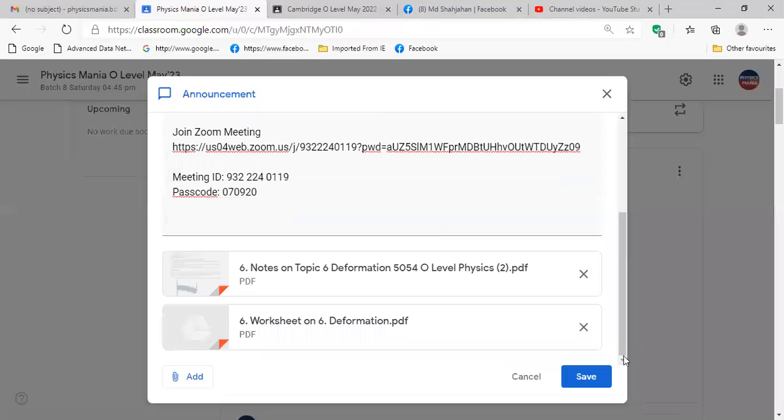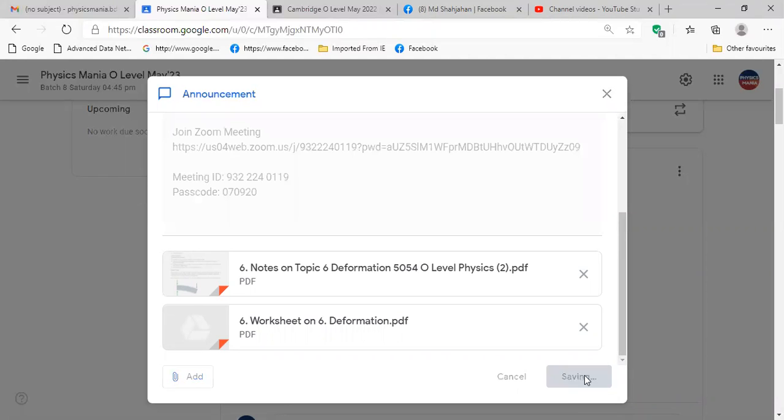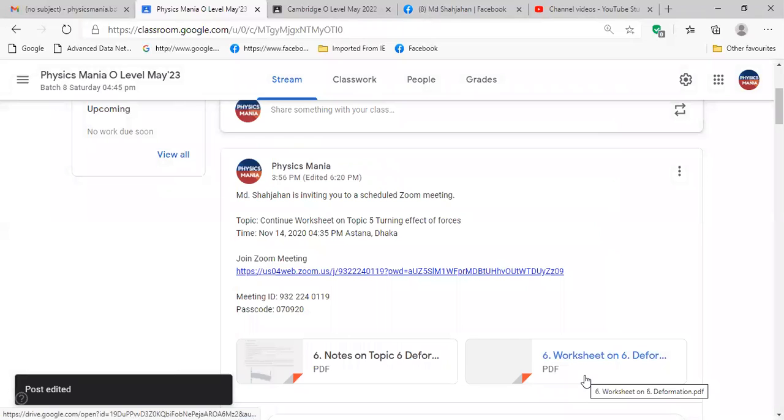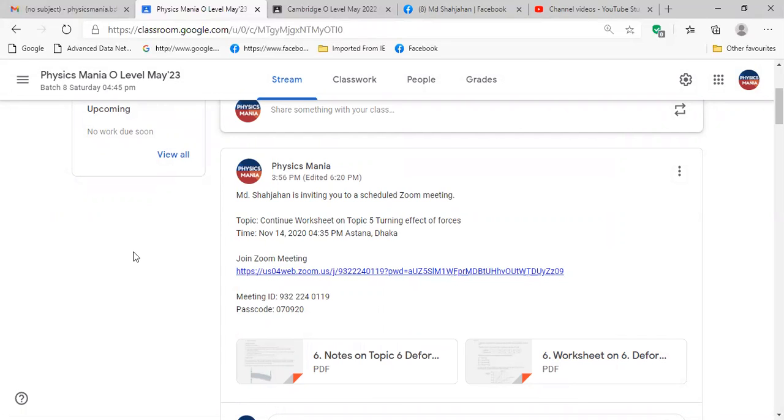What is the difference between the change in size and change in shape? When the shape changes, it's just the shape, the volume remains the same. But when you change the size, the volume changes as well. Okay, example, change in size: when we blow a balloon, it expands and volume increases.